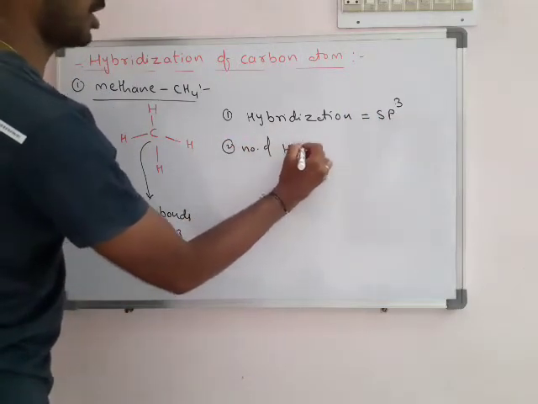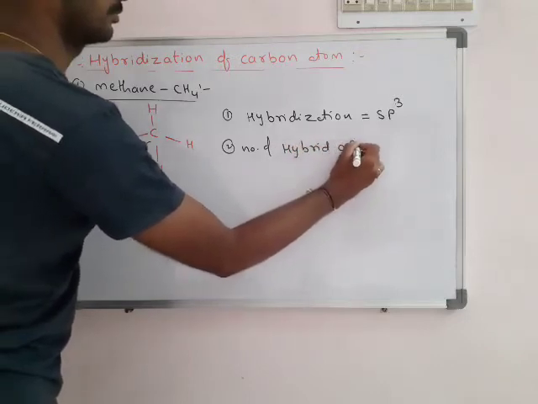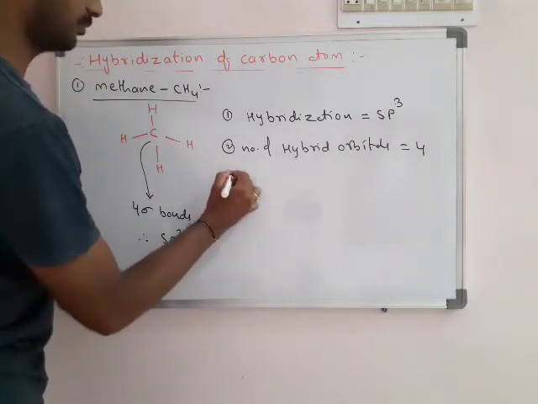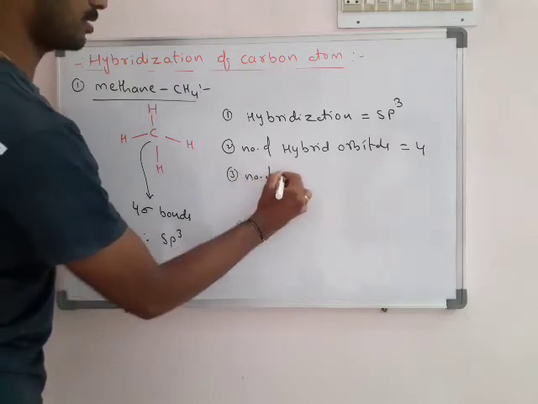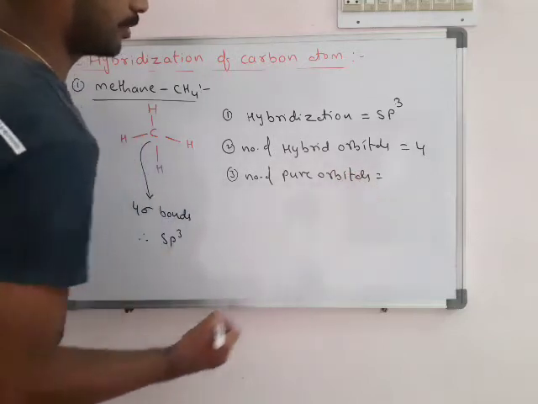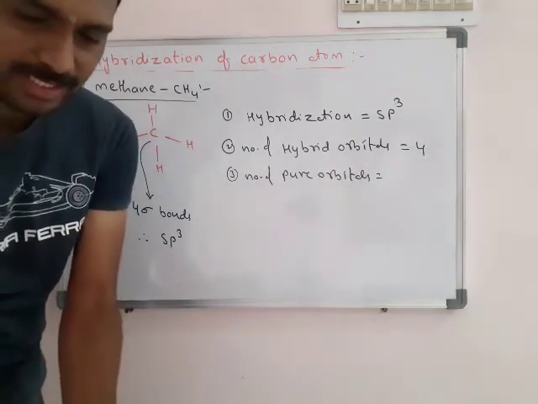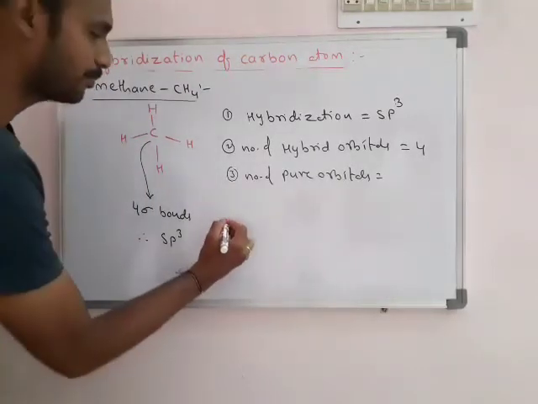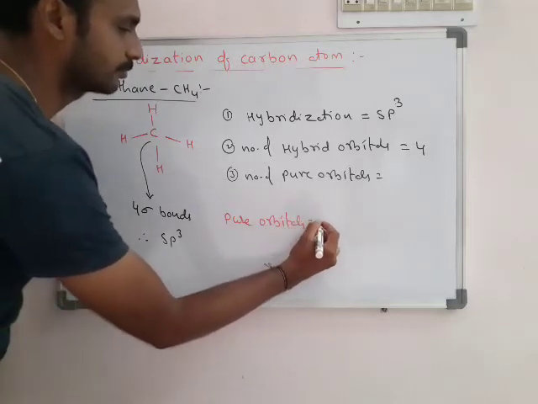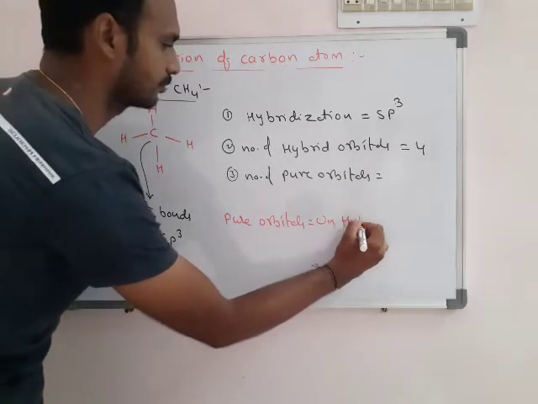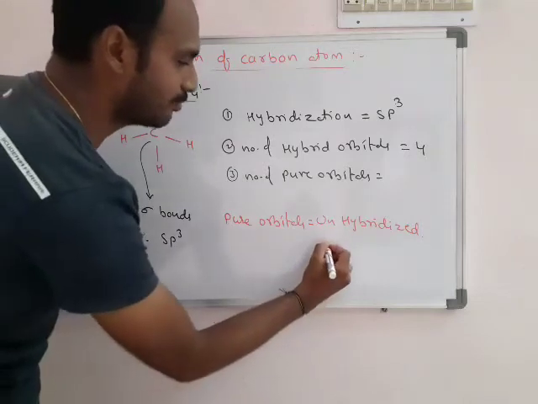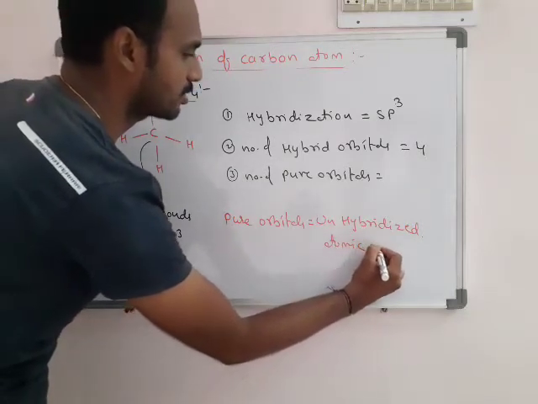Next, number of hybrid orbitals. For sp3, we know that is 4. Next, number of pure orbitals. Pure orbitals means unhybridized, nothing but direct atomic orbitals.